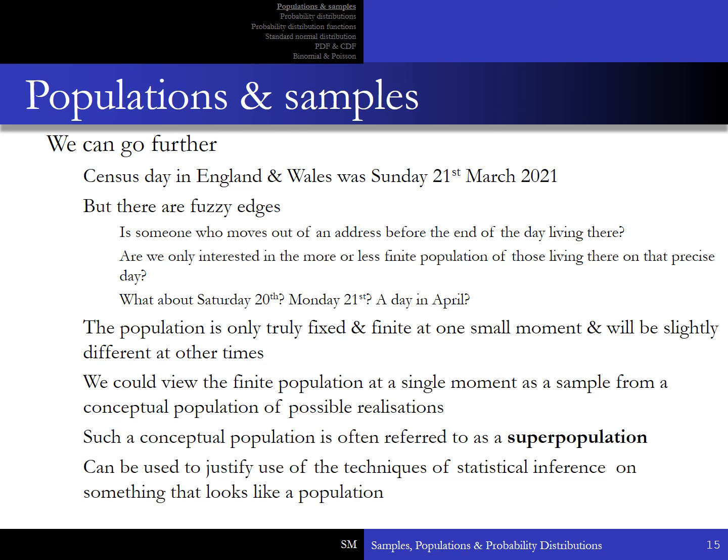But there are fuzzy edges. Is someone who moves out of an address before the end of the day living there? Are we only interested in the more or less finite population of those living there on that precise day? What about Saturday the 20th or Monday the 21st or a day in April? The population is only truly fixed and finite at one small moment and will be ever so slightly different at other times. We could view the finite population at a single moment as a sample from a conceptual population of possible relevant realizations. Such a conceptual population is sometimes referred to as a superpopulation, and it can be used to justify the use of techniques of statistical inference on something that otherwise looks very like a population rather than a sample.